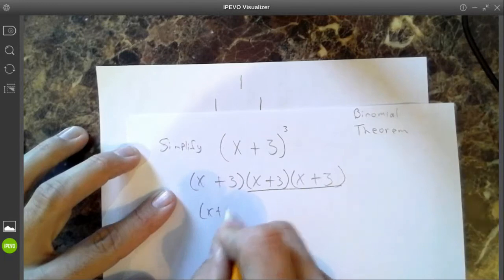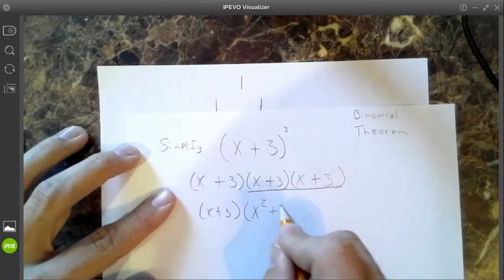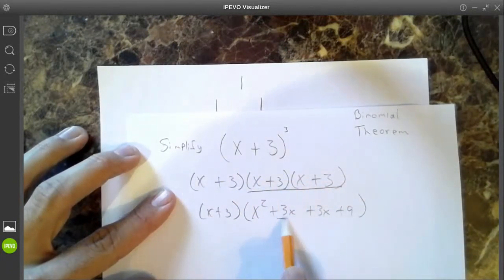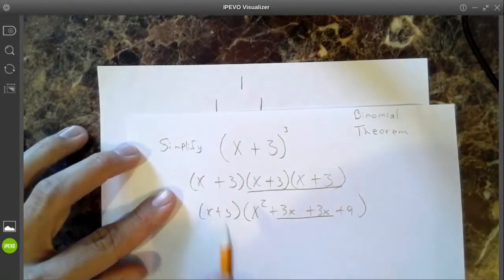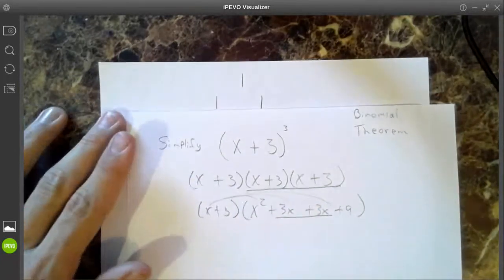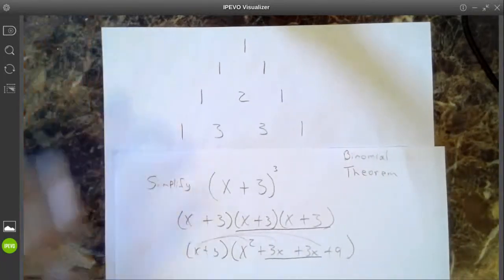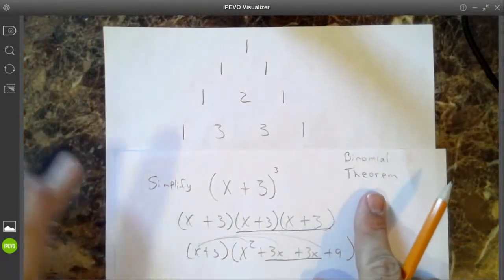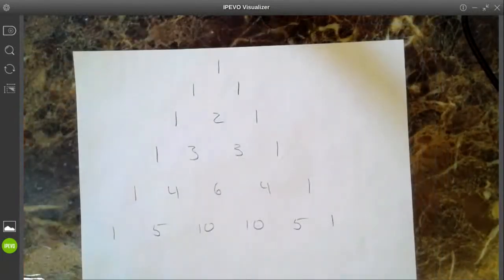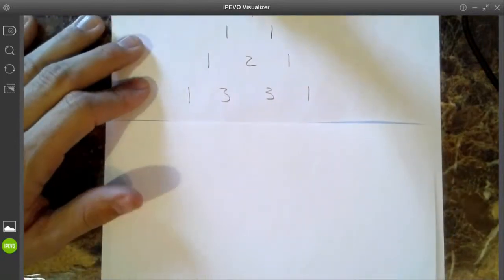So x plus 3, we have to use the distributive property twice. x squared plus 3x plus 9. Then we'd combine like terms, and then we'd have to distribute again. I mean, it takes forever. It really does take a while. Well, if you were to look this process up in a book or online, they would call it the binomial theorem. So let me show you how this is going to work here.